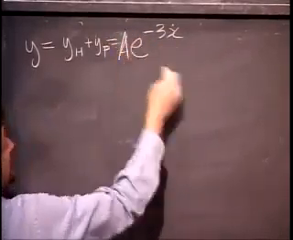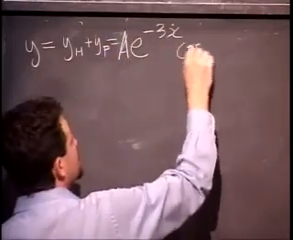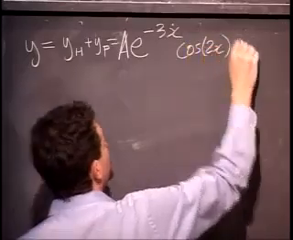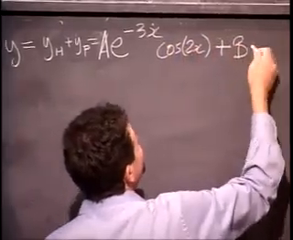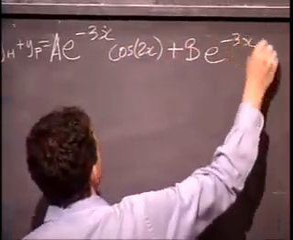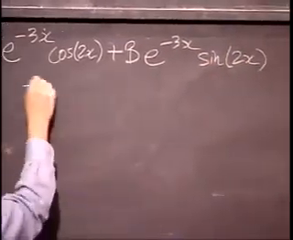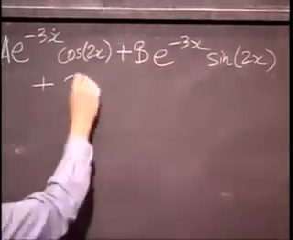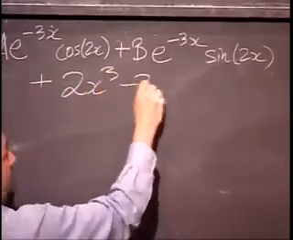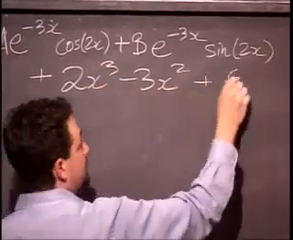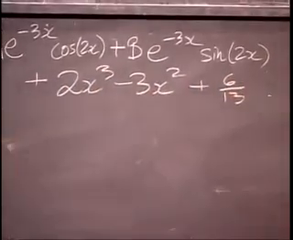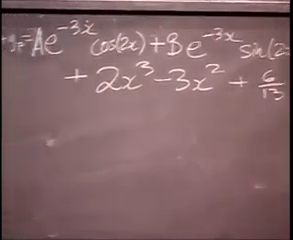A e to the minus 3x cosine 2x plus b e to the minus 3x times sine 2x plus the particular solution, 2x cubed minus 3x squared plus 6/13. All right, that's not so bad. That is the solution to the differential equation. Right, the homogeneous plus the particular.